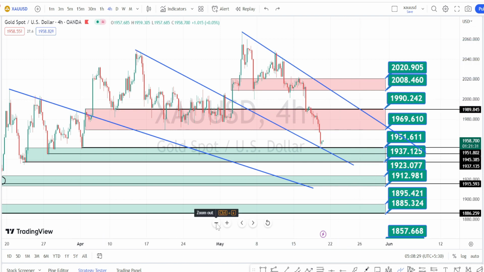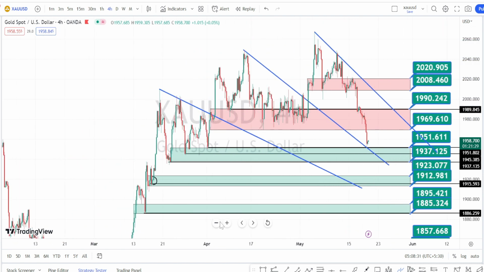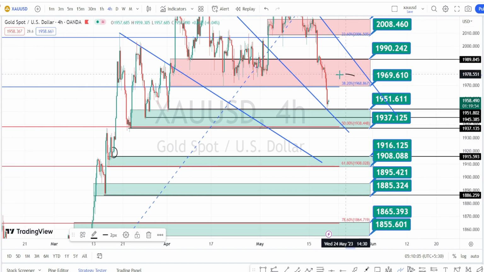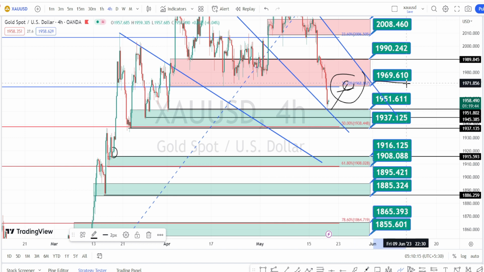So when we look at the levels using the Fibonacci tool, so currently the price action has breached the 38.20% of the Fibonacci level. We can expect the price action to retest this resistance level, which is going to be around 1969, and to bounce back to retest on the support level of 50%, which is going to be around 1937 to 1951.